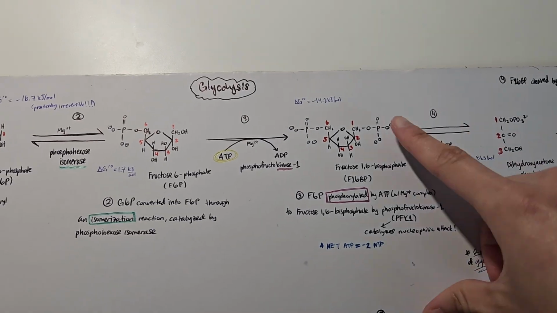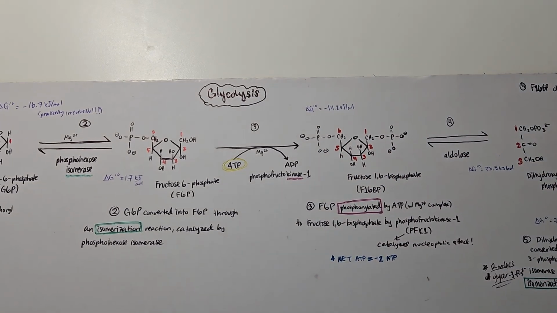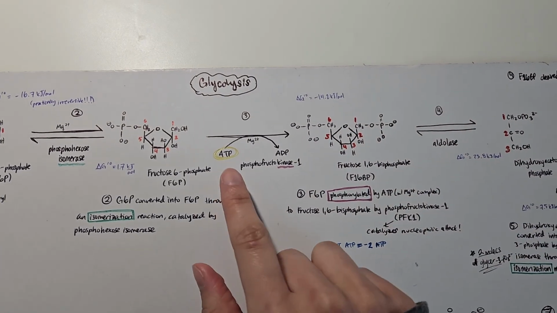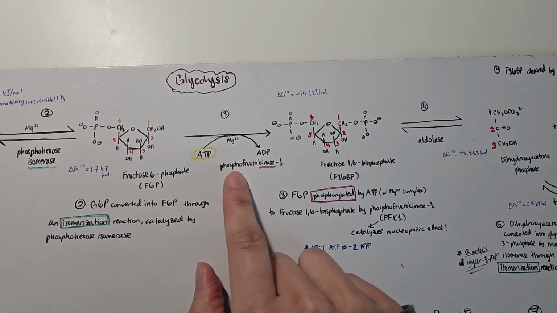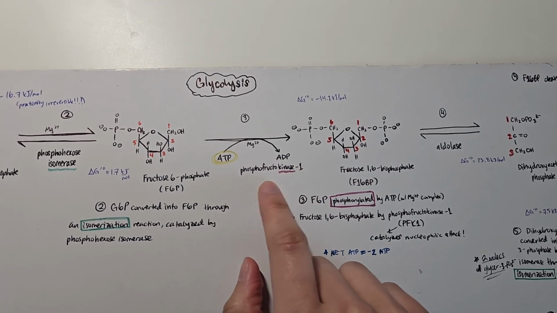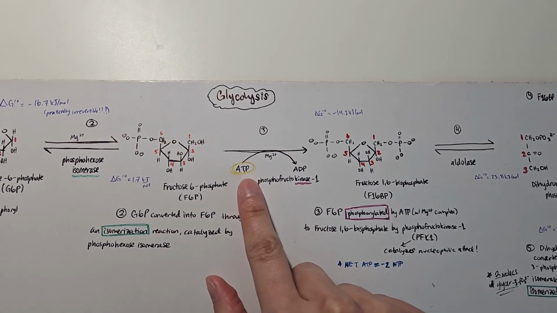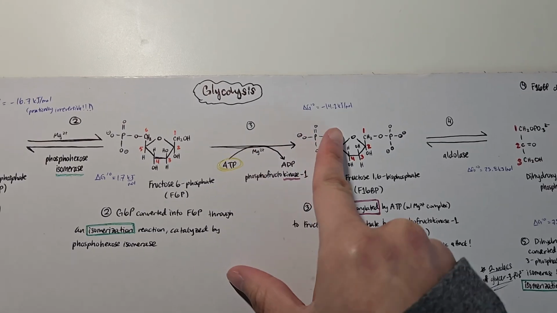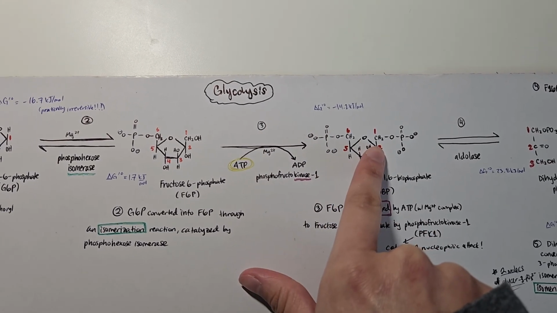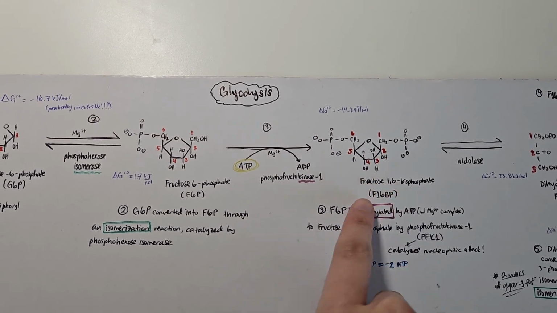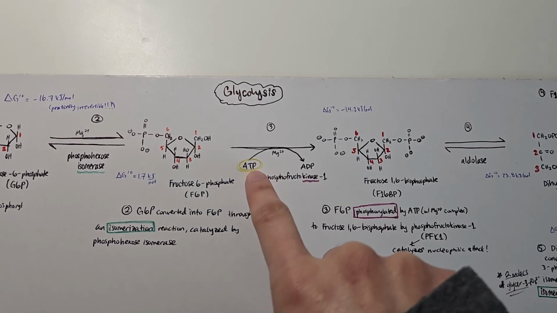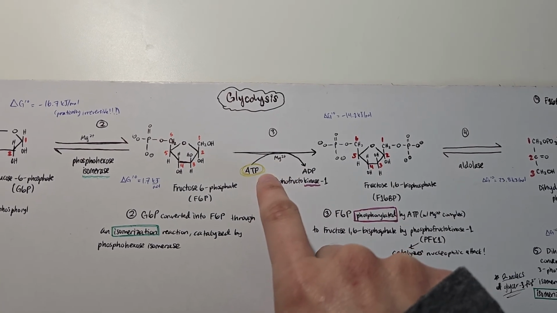Nothing too crazy, but this one is irreversible because we are doing a phosphorylation step, and we are using a molecule of ATP and turning it into ADP. Again, this is going to be combined with a magnesium ATP complex, but other than that, this is a pretty straightforward reaction. We're just adding a phosphate group on carbon 1, making F16BP.